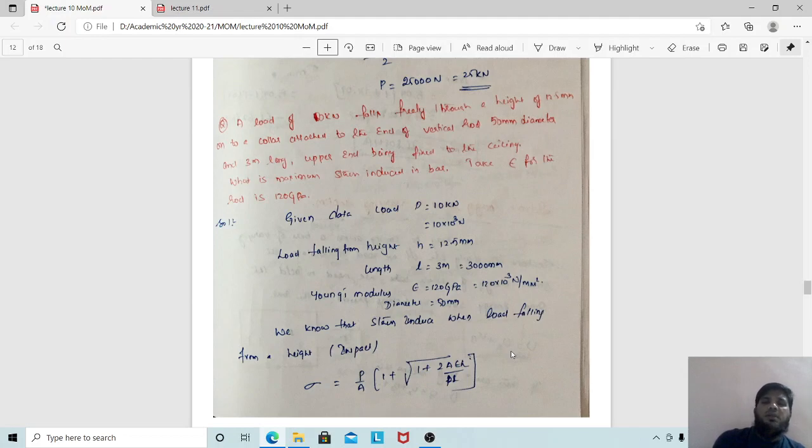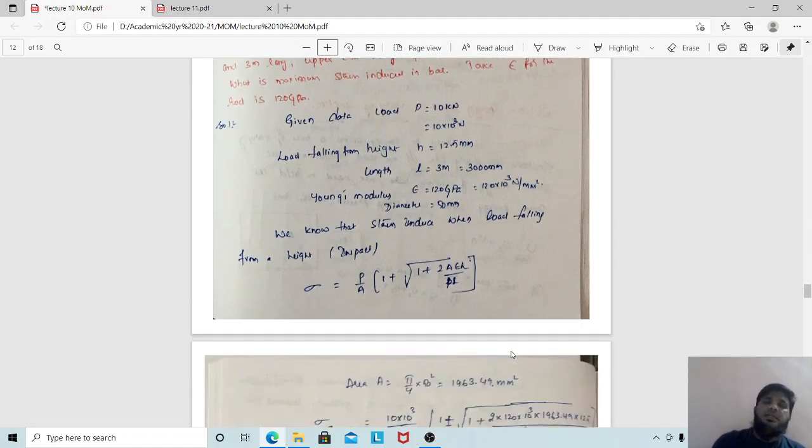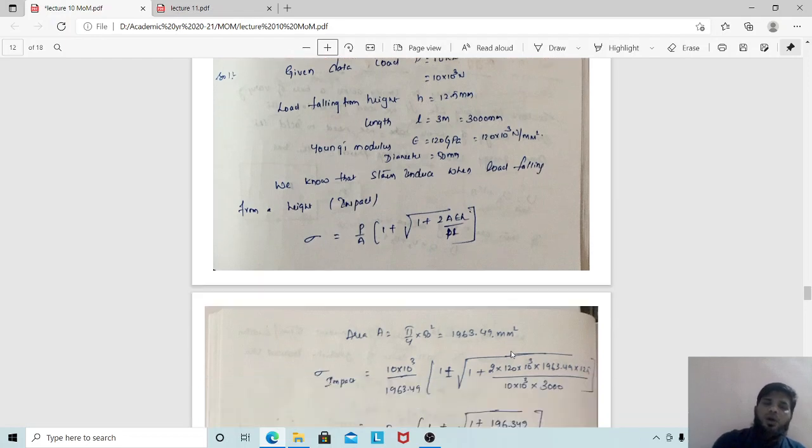We know that whenever the load is falling from a particular height, that is nothing but impact loading. The stress induced will be sigma is equal to P by A of 1 plus under root of 1 plus 2EAH by PL. This is the formula you have to remember.